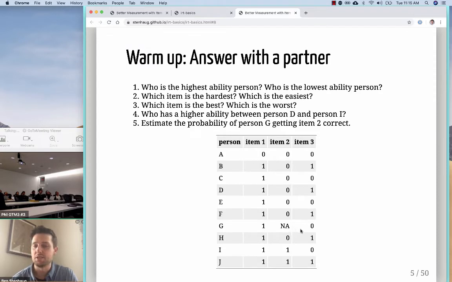I was tempted to do some sort of matching to say, okay, I know their response to item 1. I know their response to item 3. Let's find people that have the same thing. Okay, so C fits that category. They got it wrong. So that's 0 for 1. Who else fits that category?